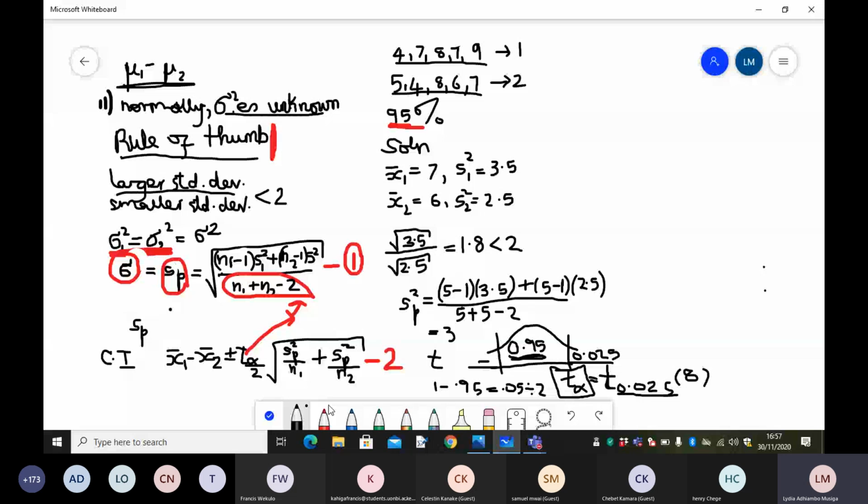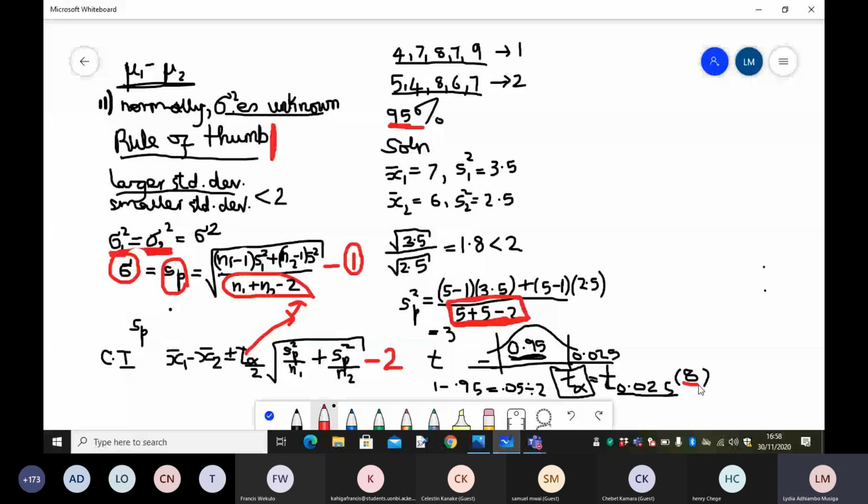Then we need to ask ourselves, how many degrees of freedom? Because we can't read anything from the T tables unless we know the degrees of freedom. Now, the degrees of freedom are N1 plus N2 minus 2. So the degrees of freedom are 5 plus 5 minus 2. So what is 5 plus 5 minus 2? It is 10 minus 2. So the degrees of freedom are 8.